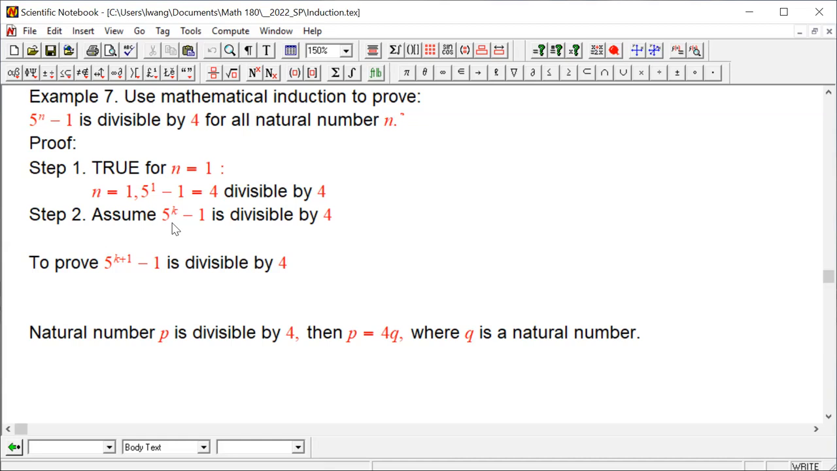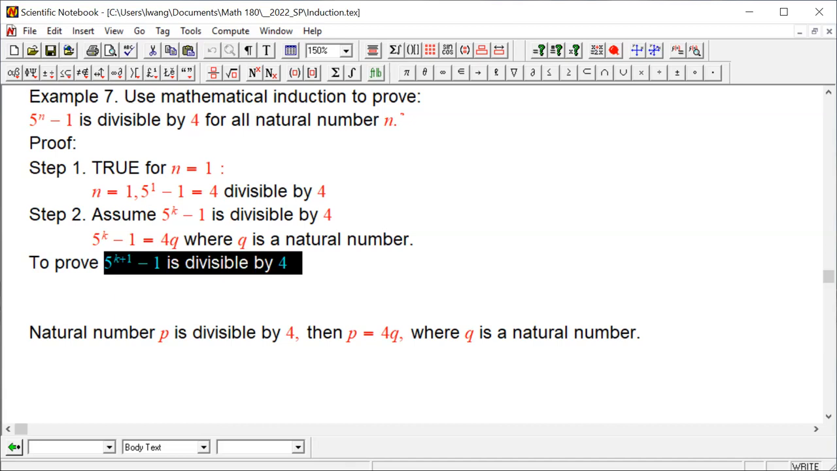So what does it mean if we assume 5 to the power of k minus 1 is divisible by 4? Well, that just means that it equals 4 times q, where q is just a natural number. We don't know what it is, but it's enough to know it's a natural number. So now we are to prove that 5 to the power of k plus 1 minus 1 is going to be divisible by 4.